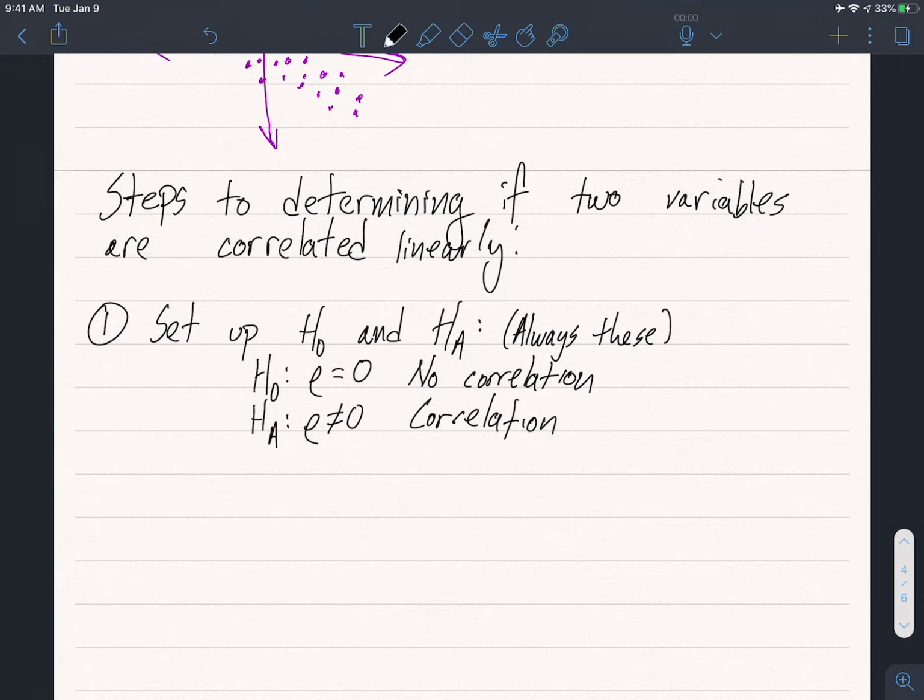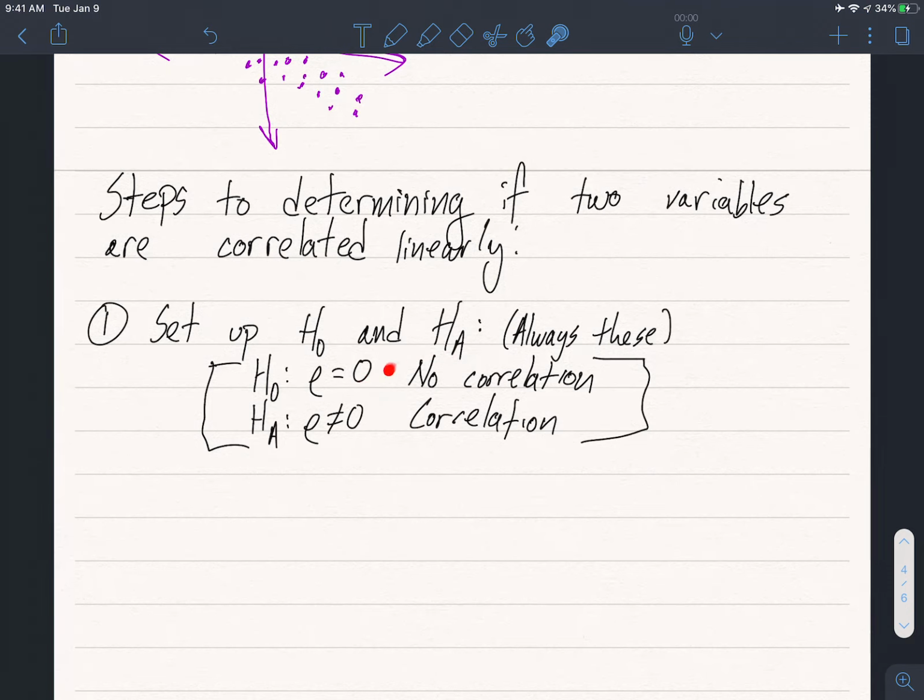These are our two hypotheses, and you will get points for setting these up exactly like this. Write this exactly. Write that H0, the null hypothesis, is that rho equals 0, which means there's no correlation. Write that HA is that rho not equals 0, which means there is a correlation, because that's really what we're asking, right? So if we're trying to determine if two variables are correlated linearly, there's two options. They either are correlated or they're not. That's why there's only two possible hypotheses for this.